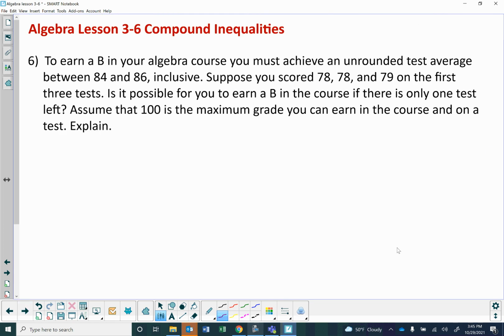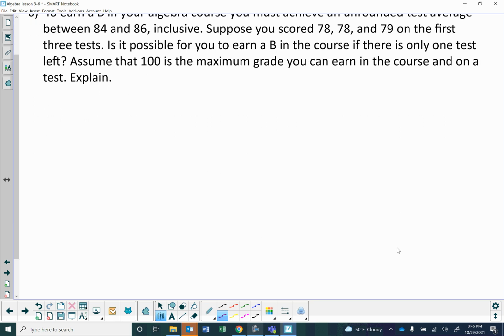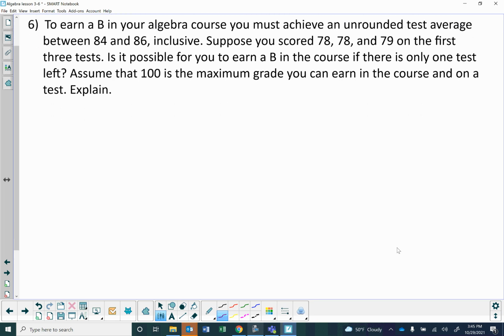To earn a B in your algebra course, you must achieve an unrounded test average between 84 and 86 inclusive. That means including 84 or 86. In other words, greater than or equal to 84, less than or equal to 86. Suppose you scored 78, 78, and 79 on the first 3 tests. Is it possible for you to earn a B in the course if there is only 1 test left? And assume that 100 is the maximum grade you can earn in the course and on a test.